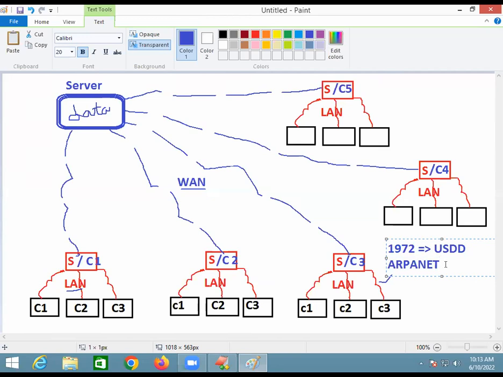How many computers could we connect in the initial days, sir? Maximum 4 computers only, sir. That's why my diagram also takes 4 computers. The reason is that. When they introduced it in 72, how many systems could we connect? Maximum 4, sir.